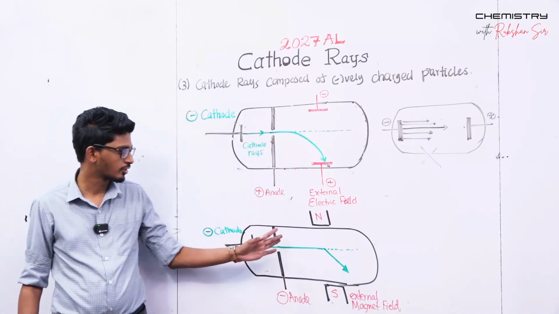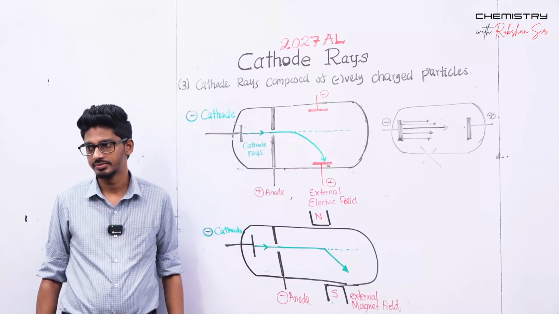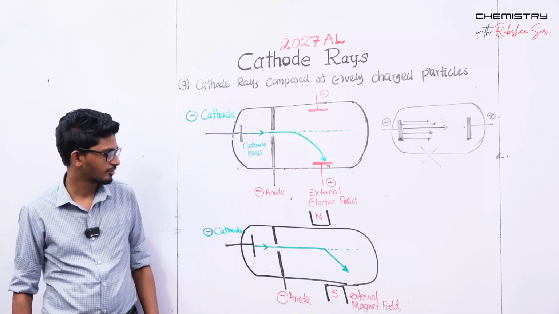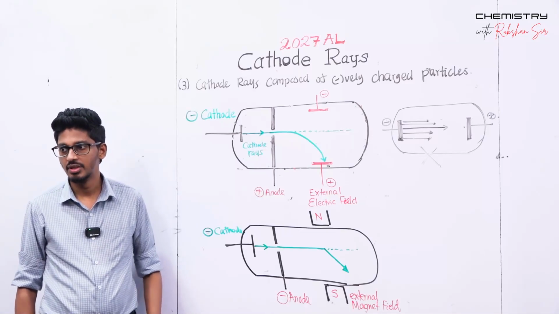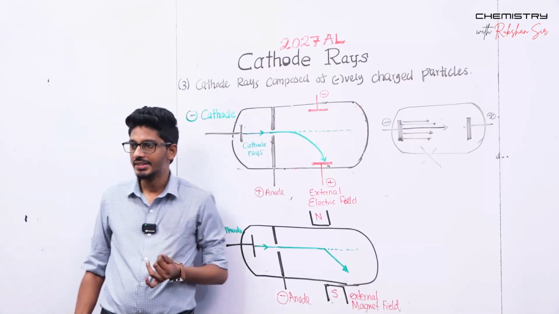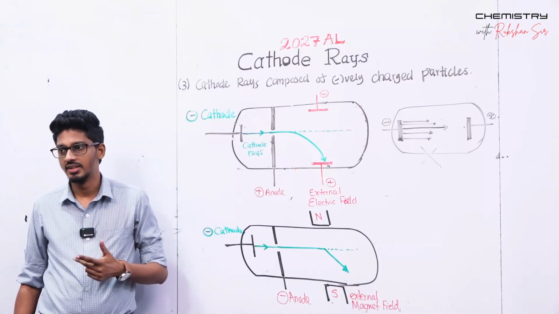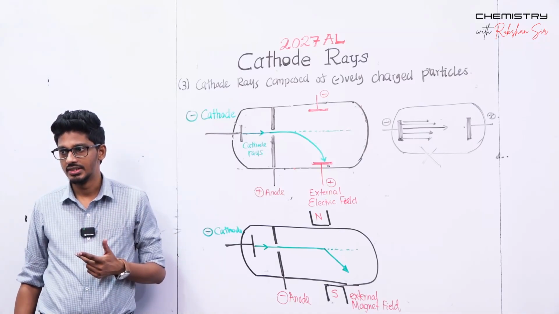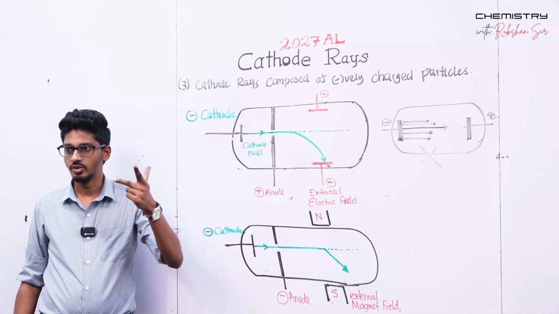To come up with the direction of deflection of these cathode rays, we can apply Fleming's left hand rule. Then we can come up with the direction of deflection. Let's try to apply Fleming's left hand rule. Take the left hand and let's apply the left hand rule. So yes, this is your left hand.